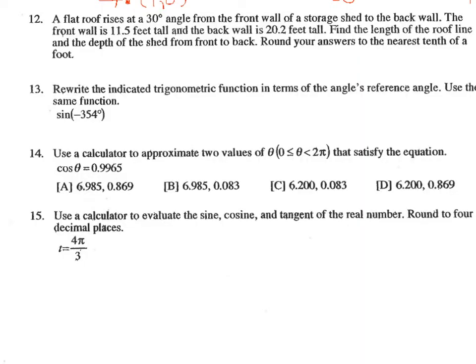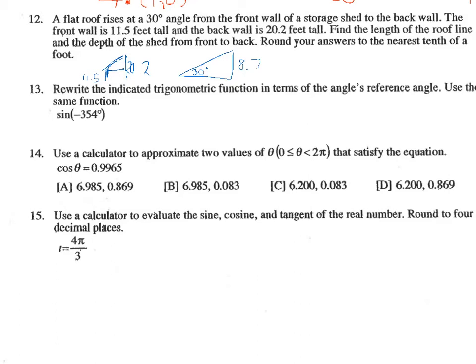A flat roof rises at a 30-degree angle from the front wall of a storage shed to the back wall. So that means that the front wall would be shorter than the back wall, and we have the roof rising like that. So we can kind of redraw the triangle with a 30-degree angle. The front wall is 11.5 feet tall, and the back wall is 20.2 feet tall, which means that if we go over here to the triangle that we blew up, we can find the difference of the two walls, and that would be the length of our opposite side. So that would be 8.7.